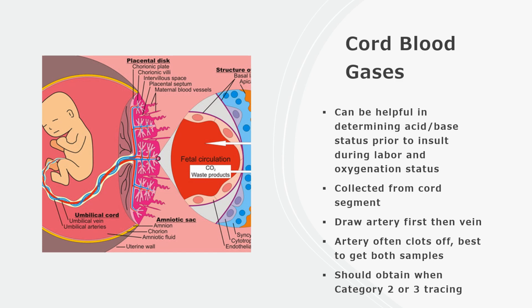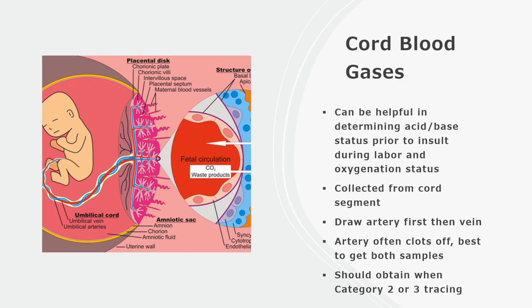Okay, let's talk a little bit about cord blood gases. They can be helpful in determining acid-base status and oxygenation status prior to the insult during labor. So these can help or harm a provider. If they have a bad set of gases, we know that the insult most likely occurred during labor, and we did not deliver the patient in a timely fashion. If you have a good set of gases, likely it's not related to the timing of delivery.